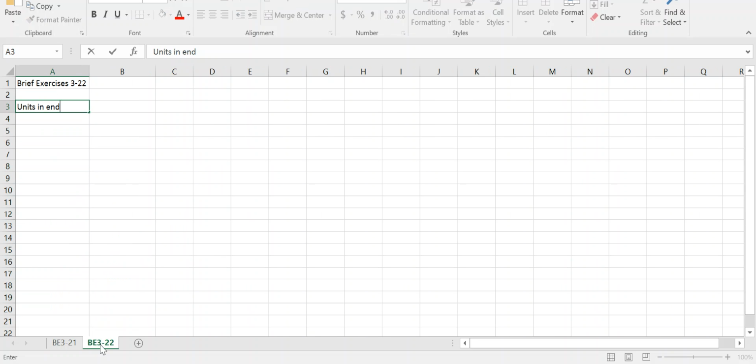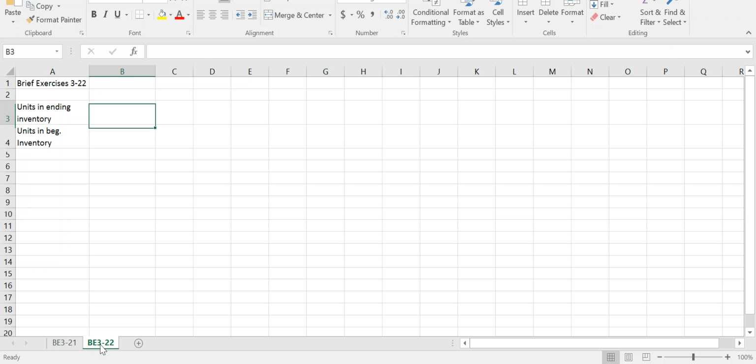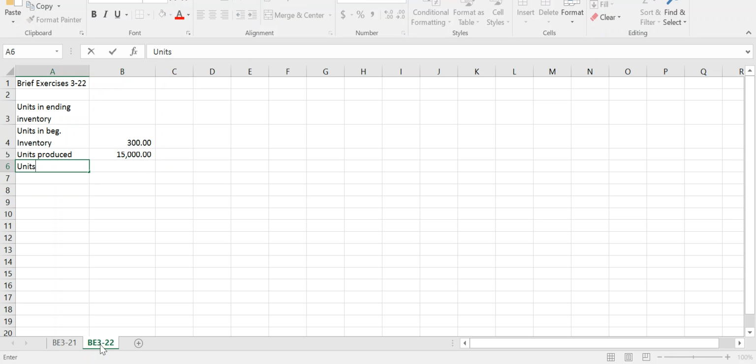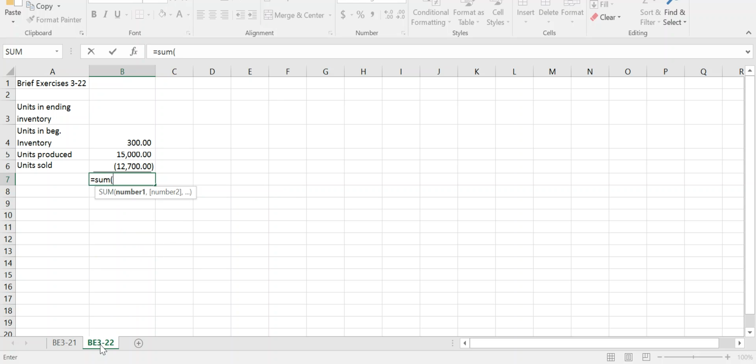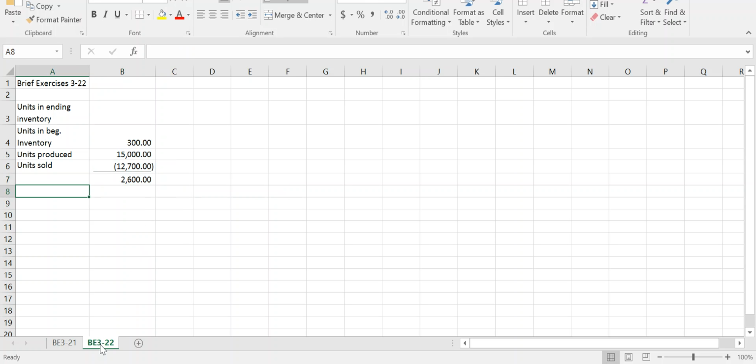So our units in ending inventory, same process. Units in beginning inventory haven't changed. We still had 300 units in beginning inventory. Units produced, we still had 15,000 units produced, and we still sold 12,700 units. So no matter which method you're using, the amount of units that you have in ending inventory is going to be the same. It's the 2,600.